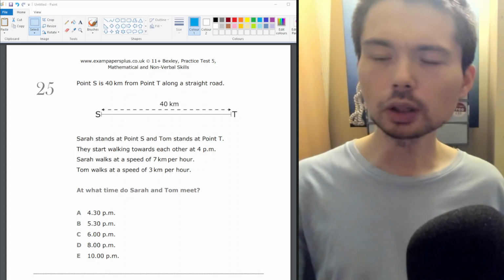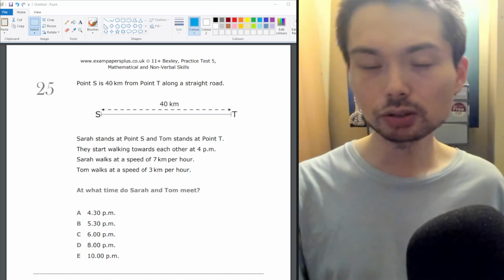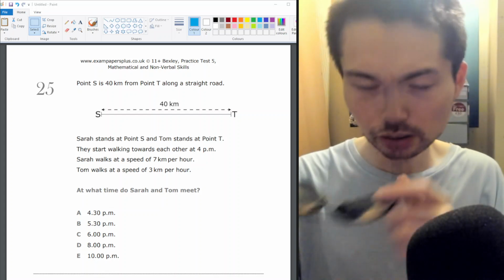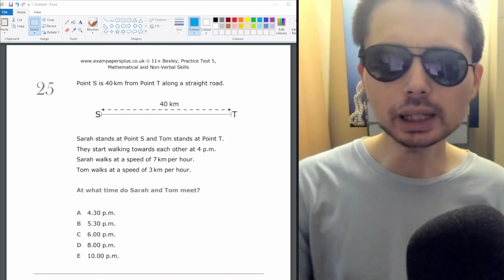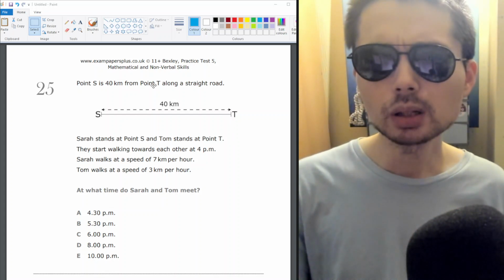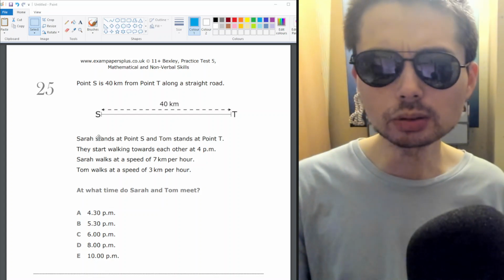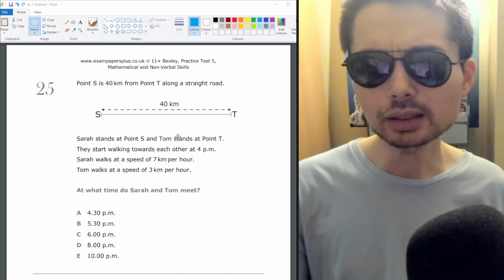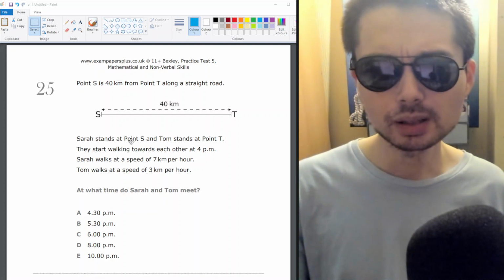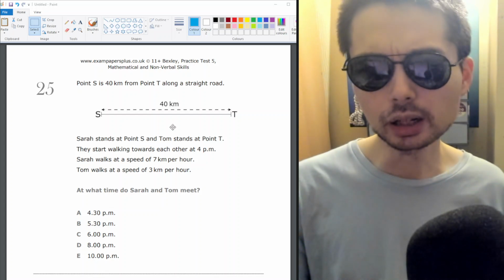Question 25. Okay, one more question. The page is really bright, so I'm going to wear glasses now. Here we go. Point S is 40 kilometers from point T along a straight road. Sarah stands at S and Tom stands at T. They start walking towards each other at 4 p.m.